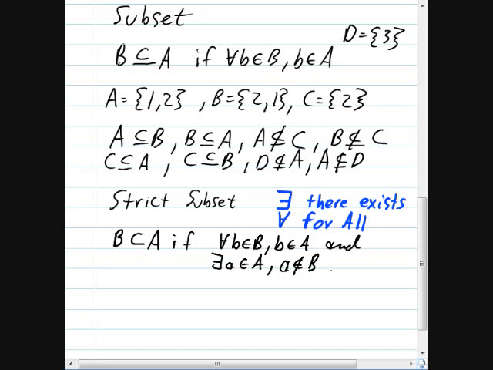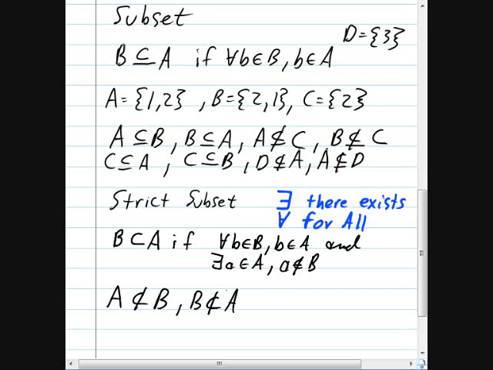So let's look at our previous examples of sets A, B, and C and decide if any of these are strict subsets. For example, is A a strict subset of B? Well, for that to be true, every element in A must be found in B. That's true. And there must be something in B which cannot be found in A. But that's not true. There's nothing in B that cannot be found in A. So A is not a strict subset of B. Likewise, you can test and see that B is not a strict subset of A.